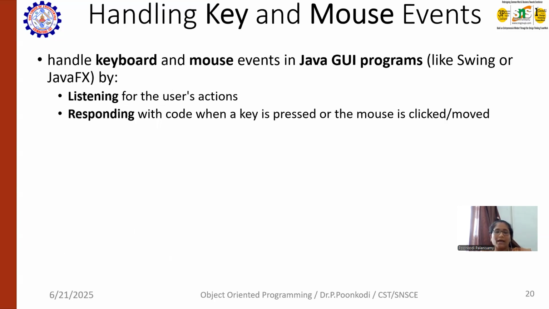The first one is handling key and mouse events. Handle the keyboard and mouse events in Java UI programs, like Swing or JavaFX, by listening for user actions. First, we have to listen to what the user is trying to do. Then we have to respond with code when a key is pressed or the mouse is clicked or moved.